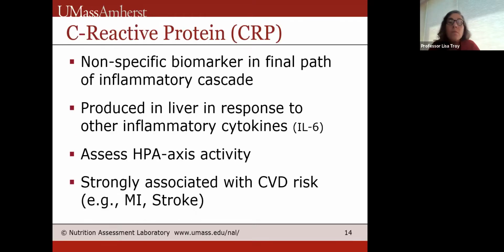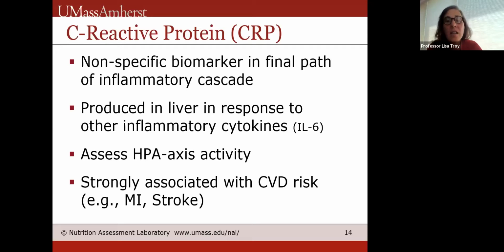Okay, so C-reactive protein is, as I said, something that has probably been looked at the longest. It is a non-specific biomarker. I'm going to give a little caveat here. We're going to talk about these things in broad brushstrokes, but as you will see, and as I will point out, it's not as clean cut as I'm presenting it here.